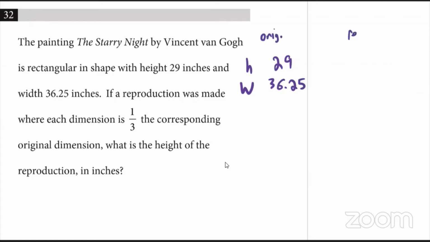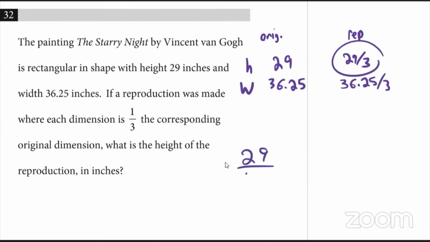And now in the reproduction, we have 29/3 and 36.25/3, because the reproduction has dimensions that are 1/3 of the original. So what's the height of the reproduction? It's simply 29/3, and a seemingly difficult question actually turned out to be super easy. Let's go over to number 33 now.